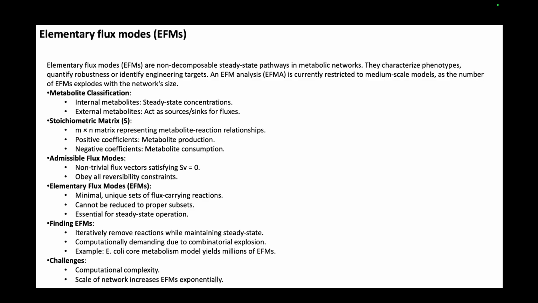The first one is computational complexity, because it is an exponential kind of thing where you will have millions and millions of EFMs to analyze. So that becomes a lot of computational work. And also the scale of the network increases EFMs exponentially. If you slightly increase the network by adding one or two nodes, the number of EFMs will increase exponentially. So it becomes very difficult to calculate.